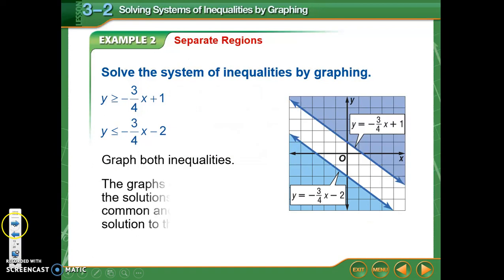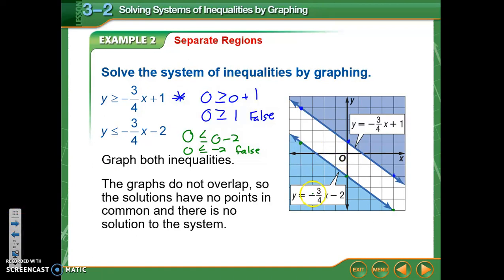So if you'll notice what happens here, the graphs don't overlap, right? This parallel section here in the middle, well, because they're parallel lines, they never touch, and since I shaded above the line on this one and below over here, my shading never overlaps. So there is no solution to this system of inequalities.